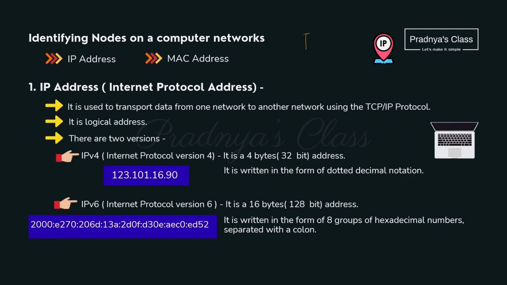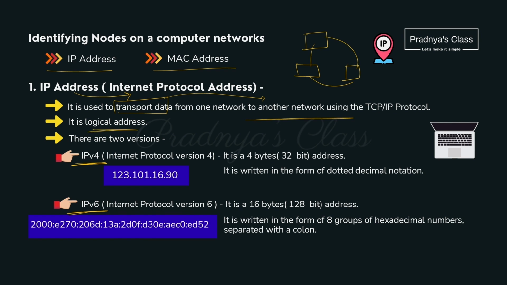You know, network means we are connecting different computers to each other. Then how we can identify our computer over the network? For that we have two arrangements. The first is IP address and the second is MAC address. IP address means Internet Protocol address. There are two types of IP address, IPv4 and IPv6. It is used to transport data from one network to another network. It is a logical address.